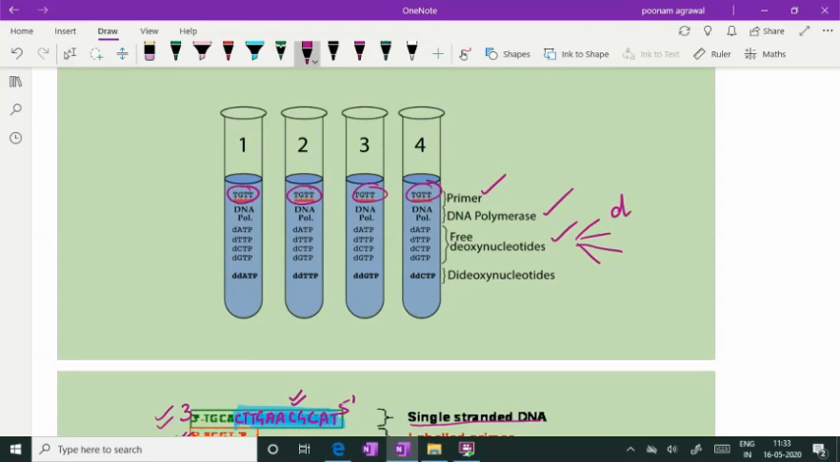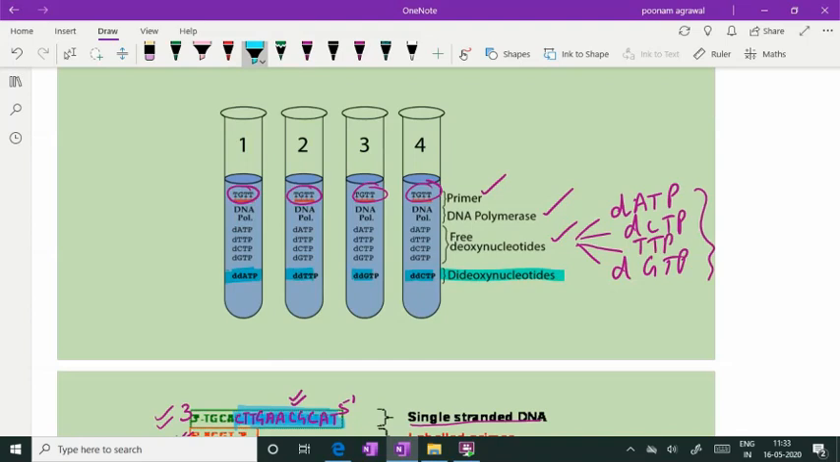Which 4 deoxynucleotides are needed? You need to have deoxy ATP, deoxy CTP, deoxy GTP, and TTP. So these sets of nucleotides are required because they are needed for basic synthesis of the DNA. But what is most important, you have to focus here, that additionally the dideoxynucleotide was added in these tubes. Individual tube was having a specific type of dideoxynucleotide.